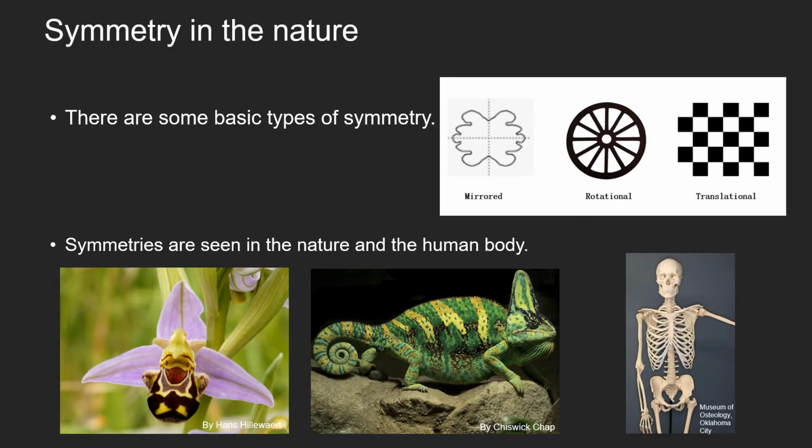Let me start with some basics. There are some basic types of symmetries. As shown in the drawing on top, they are mirrored symmetry, rotational symmetry, and translational symmetry. We can see different symmetries in nature, for instance, on plants, flowers, bodies of animals, and on the human body. They are beautiful and make us happy.